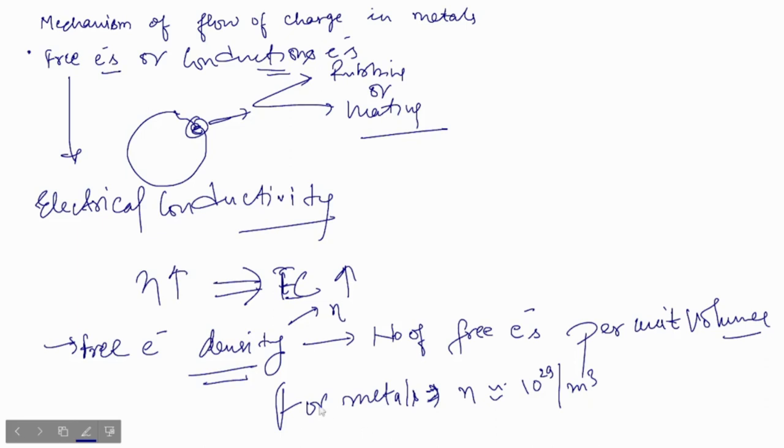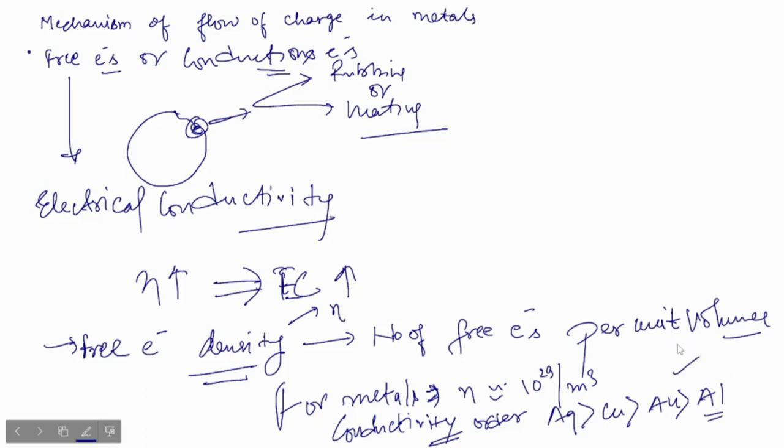And one more data, conductivity. We'll be studying about this later in this chapter. The conductivity order of some metals is silver, copper, gold, and then aluminum. This is the conductivity order, and this will also be the order of electron density, because the more the free electron density, the more the conductivity.